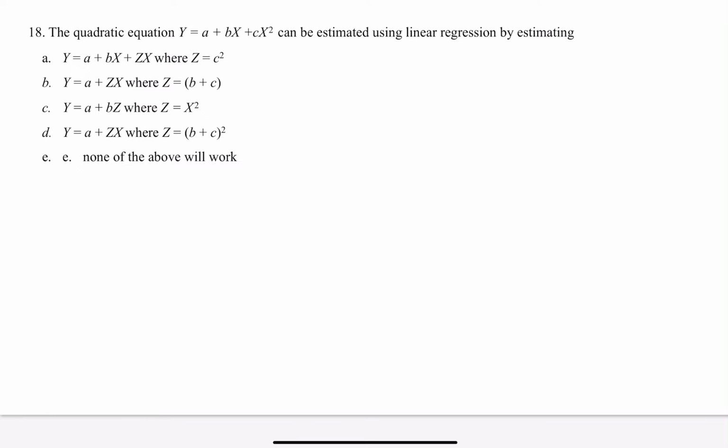The quadratic equation y equals a plus bx plus cx squared can be estimated using a linear regression by estimating, and it gives us a lot of choices, but none of them work. Mainly because none of their recommendations actually do anything. If you were to multiply them all out, it still won't work. But to save time, if you have questions on that, let me know.